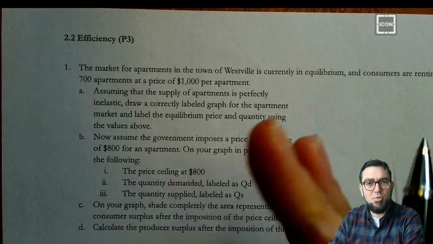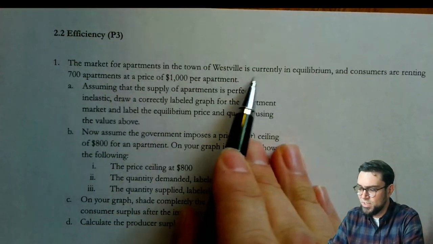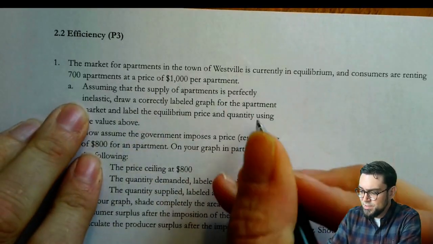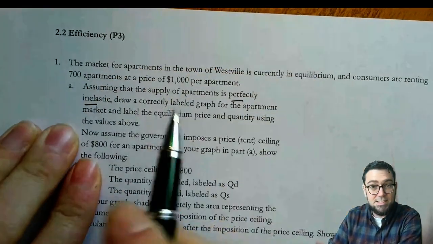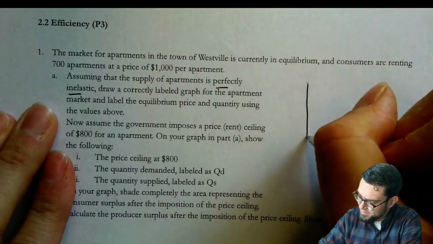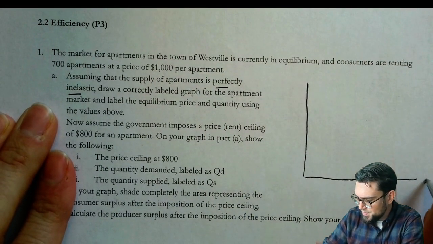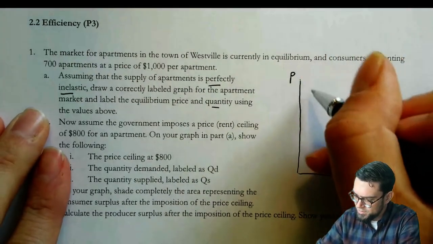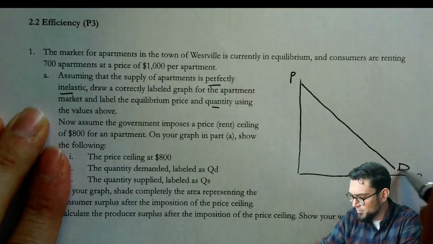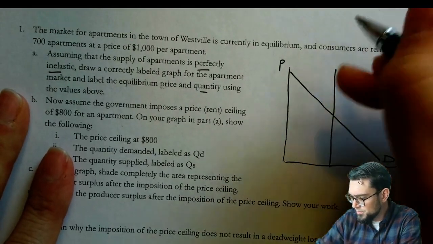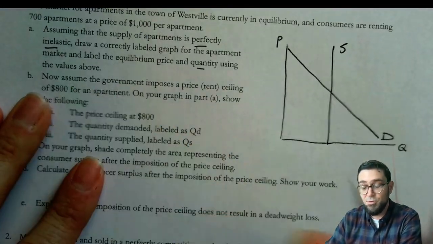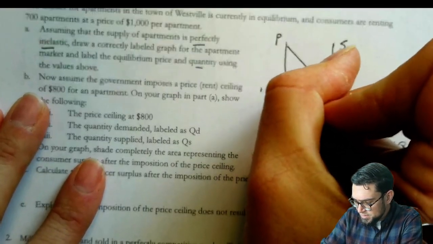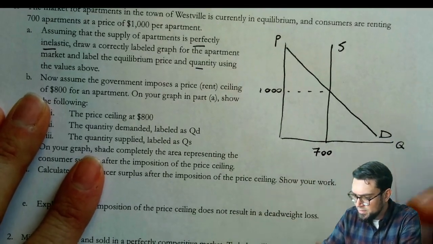So our first problem here says the market for apartments in the town of Westville in equilibrium, consumers are renting 700 at a price of 1,000, assuming the supply is perfectly inelastic. That's an important phrase here. We're going to draw a correctly labeled graph for the apartment market in this town, and we're going to use the price and the quantity of the values above. So we're going to start with a downward sloping demand curve, and then remembering that a vertical supply curve is how that's supposed to look if it's perfectly inelastic. And it does say they are renting at $1,000 and that it's 700 apartments.